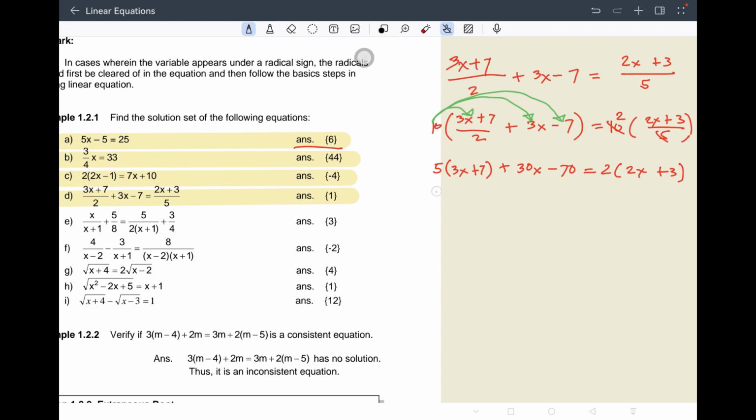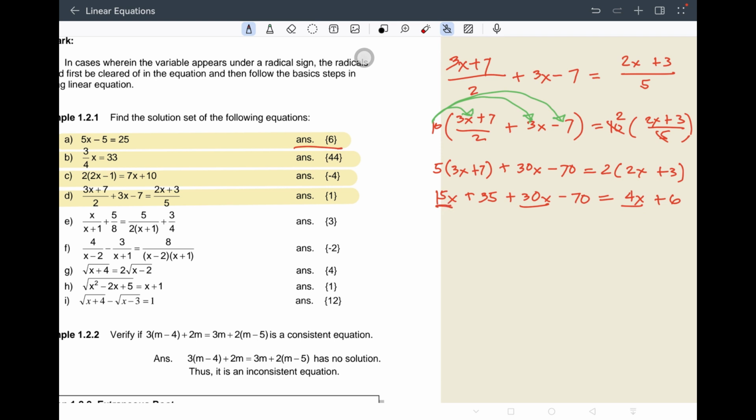5 times 3x is 15x, plus 5 times 7 is 35, plus 30x minus 70 equals 4x, 2 times 2x, 2 times 3 plus 6. So dali na lang to. You just have to combine the like terms, yung may mga variable na x. Ito, 15x, 30x, and 4x.